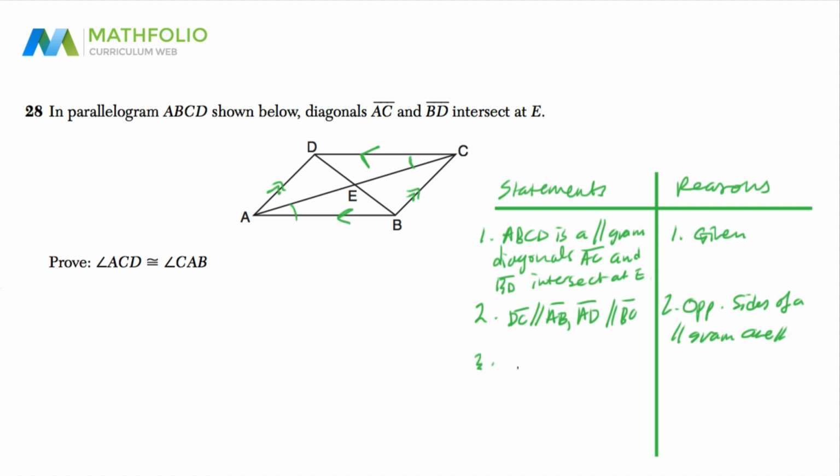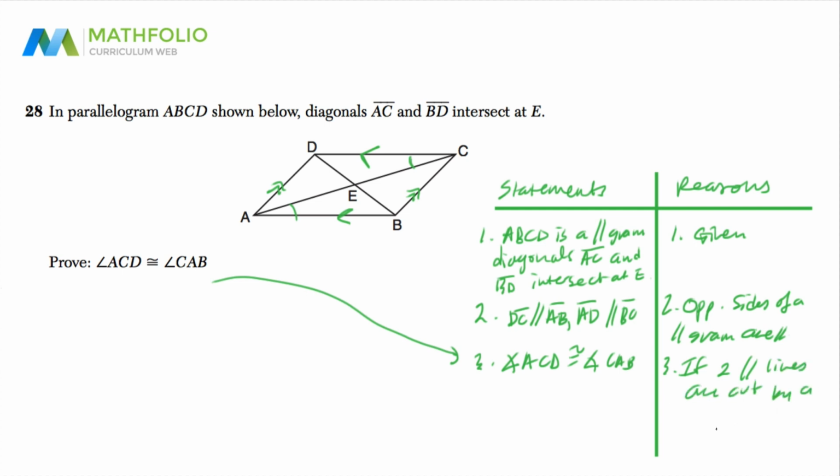If opposite sides are parallel, we can then say, well, angle ACD is congruent to angle CAB. Notice that I'm using their exact language here. And the reason for that is if two parallel lines are cut by a transversal, alternate interior angles are congruent. So that's it. That's a complete proof, a 3-step proof for question 28.